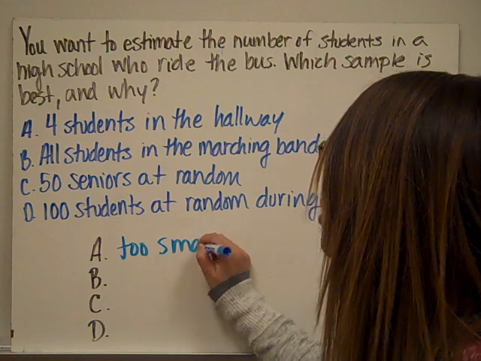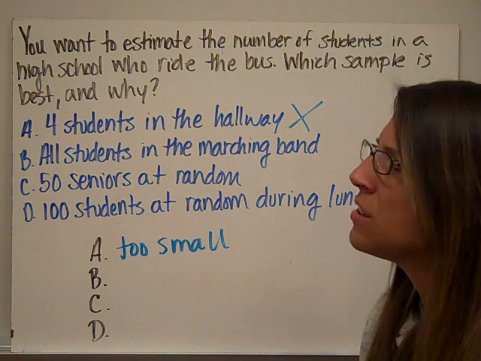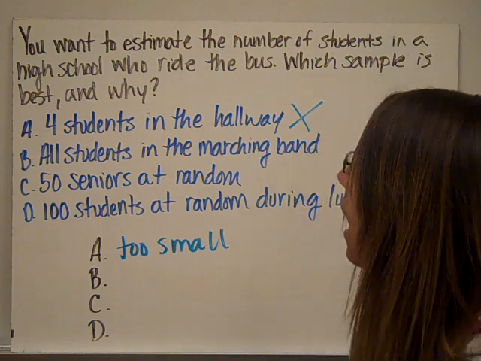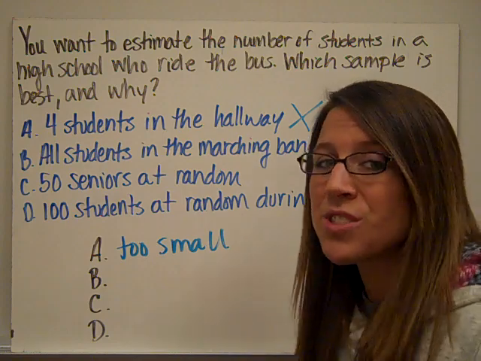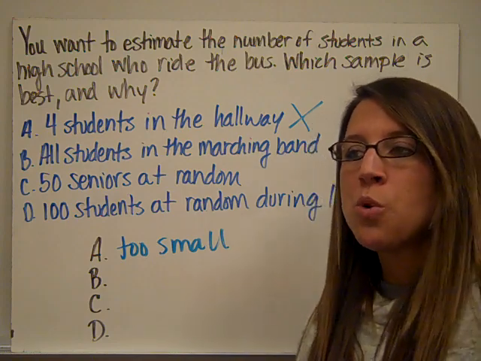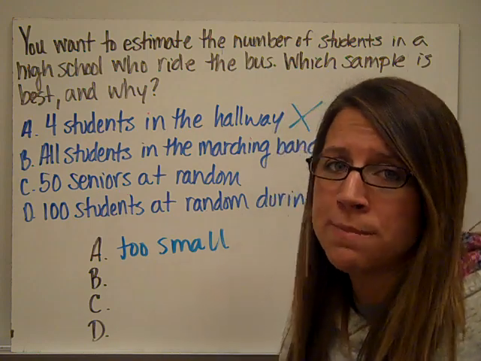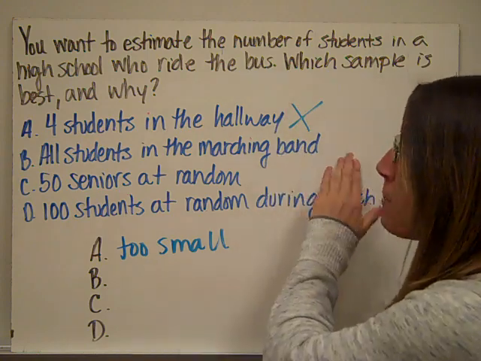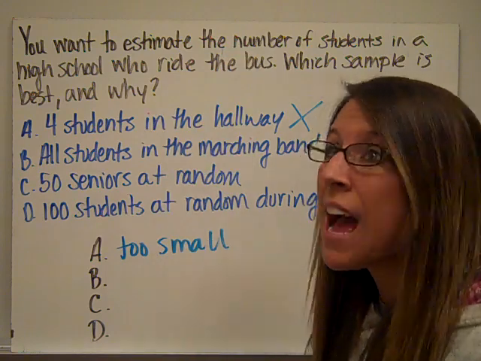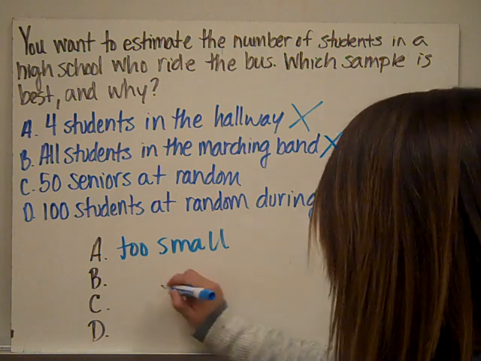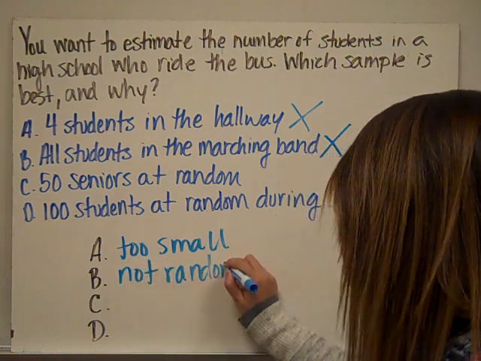So we're going to say no. This is not a very good sample for this. How about all students in the marching band? If you just ask students in the marching band, you are leaving out probably 80% or more of the student population. Is this representative of the entire population? It's not. And in fact, it's not random either. So we're just going to put that this is not a random sample.